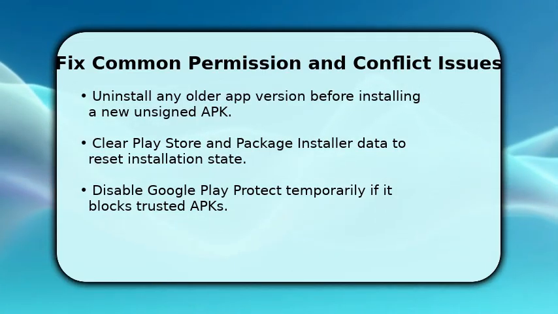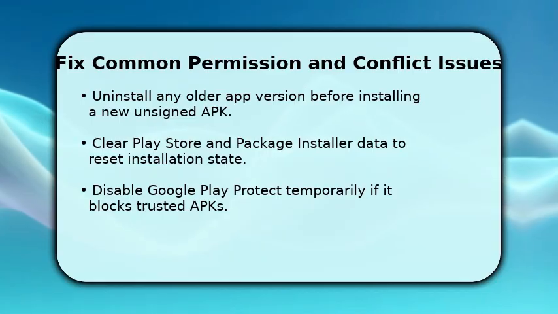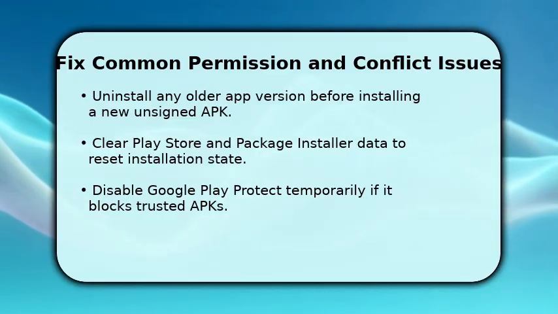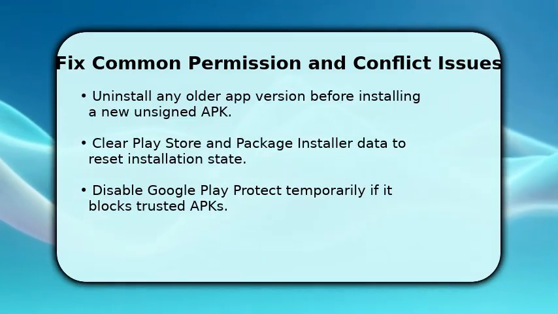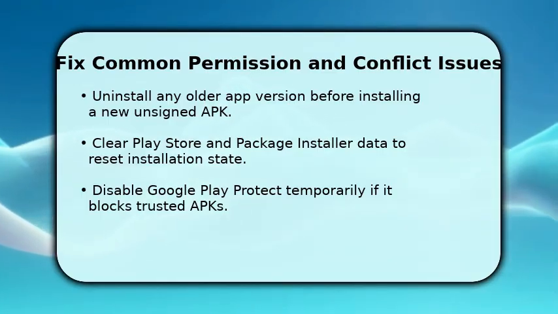Uninstall any older app version before installing a new unsigned APK to avoid signature conflicts. Clear Play Store and package installer data to reset the installation state on the phone. Check app permissions for storage and unknown sources if prompted during install.